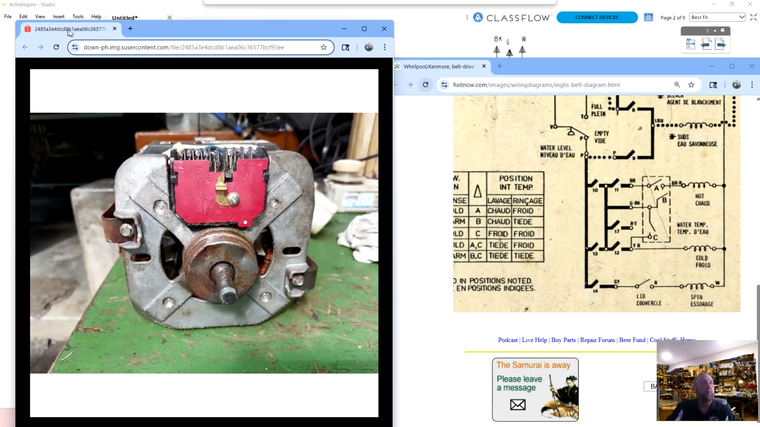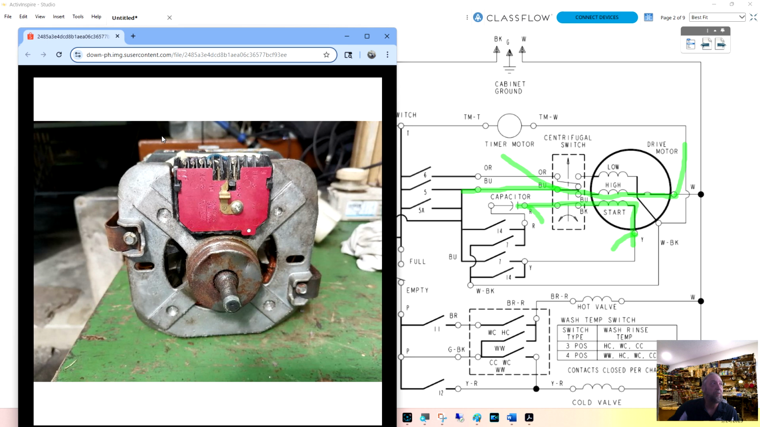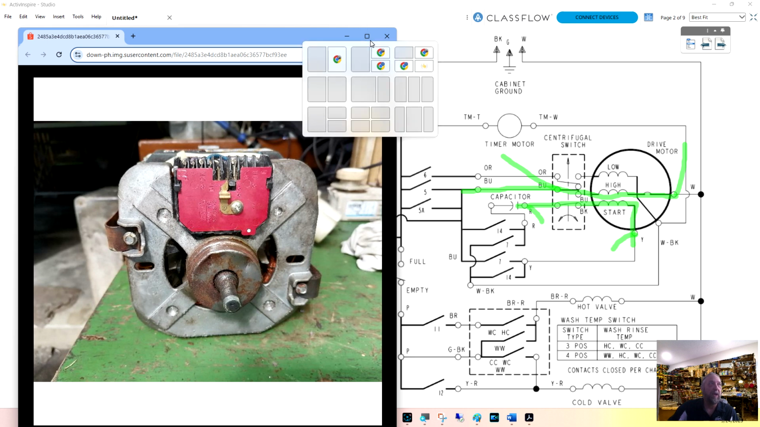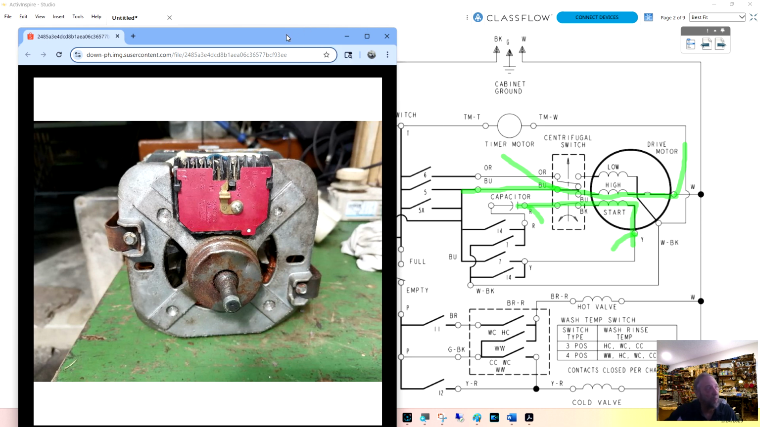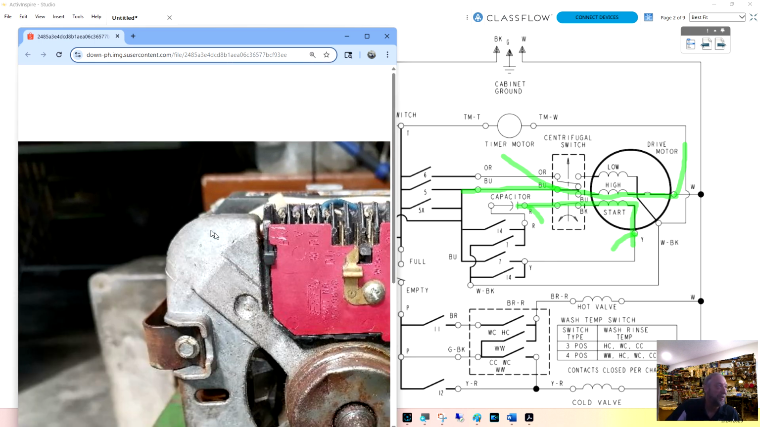So if we had this motor here, just happen to have a motor here. I know, I apologize. I looked on the internet for 40 minutes trying to find a decent picture of a direct drive washer. I'm going to have to take my own picture.